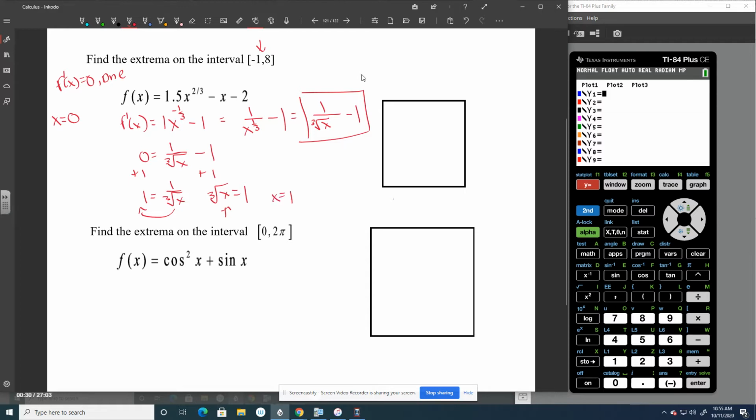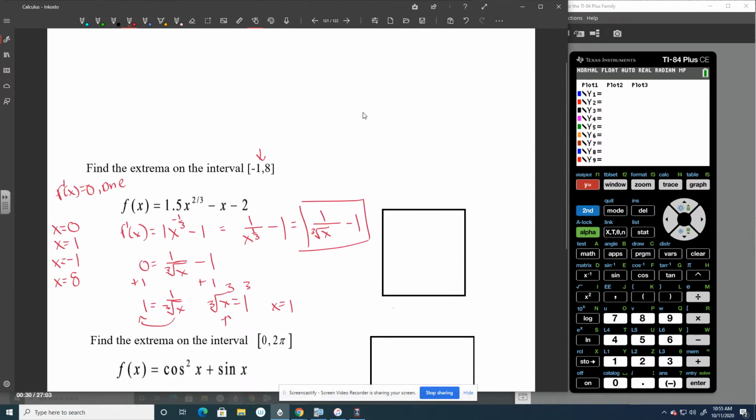Or if you need to, take the cube of both sides, either way, I can cube the left, cube the right. Either way, I end up with x equals 1. So that's another value that I'm interested in. X equals 0, x equals 1. And don't forget to check the endpoints. X equals -1 and x equals 8. So these are the values that I need to check. And I'm going to do so.